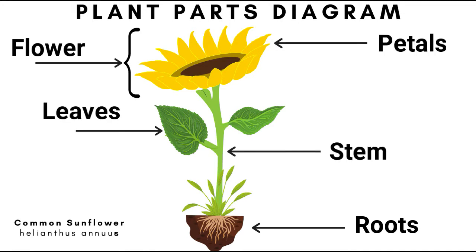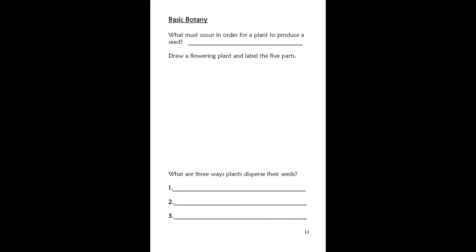So this is our completed parts of a plant, and you should be following along in your journal and have done this and completed that on your journal pages for basic botany.